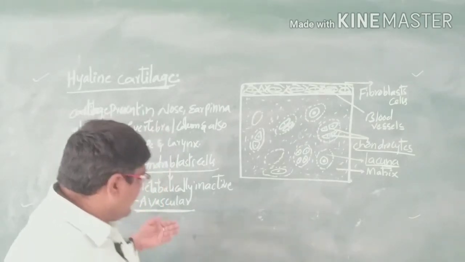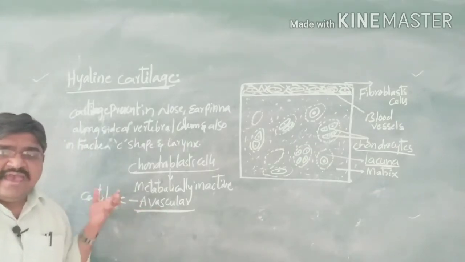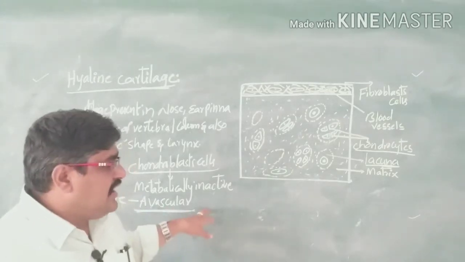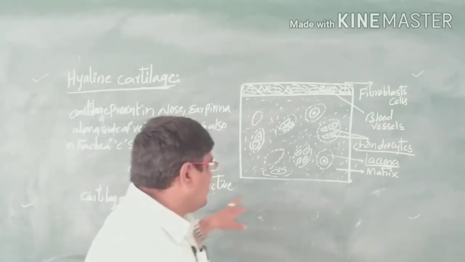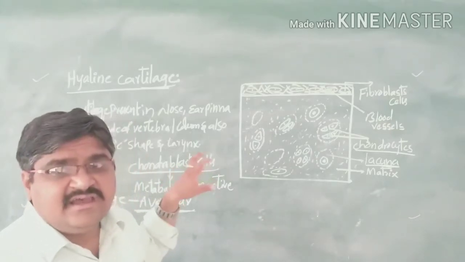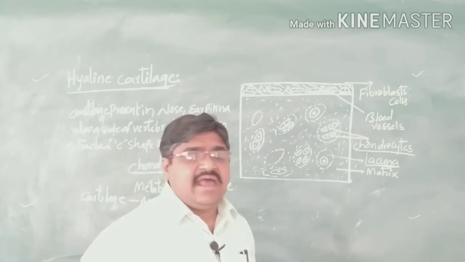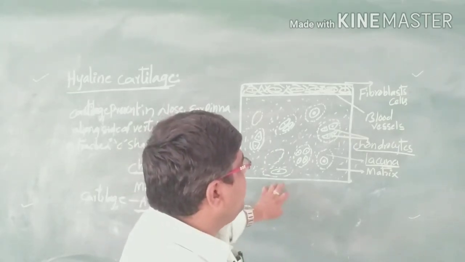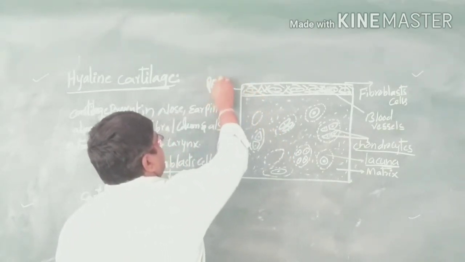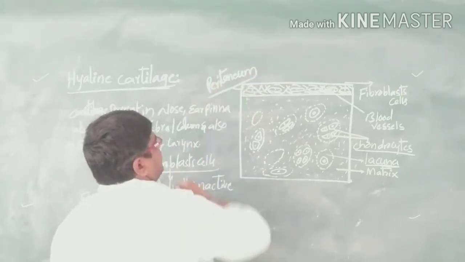So a direct blood supply does not take place, and therefore the cartilage is an avascularized tissue. And the chondrocytes, what are they? These are metabolically inactive cells secreted by the chondroblast cells which are present in the lacunae. So they are called chondrocytes. And this layer here is the perichondrium.